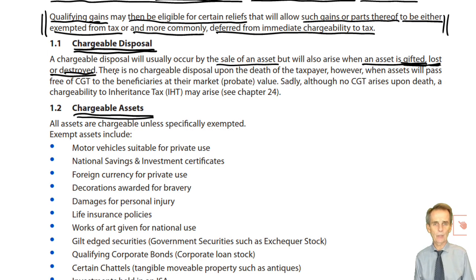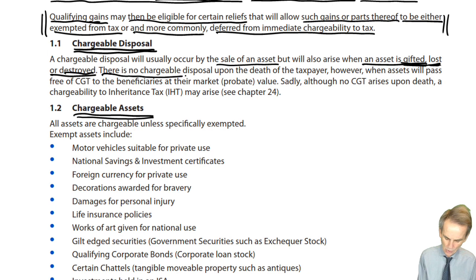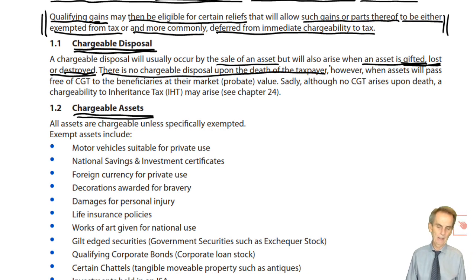If there are insurance proceeds, then that is going to feed into a capital gains calculation, as we'll see a wee bit later in our studies. There is, however, no chargeable disposal upon the death of the taxpayer. There you go. If you want to give your client a bit of, I'm going to say good advice, say advice rather than good, about how to avoid capital gains tax, die.